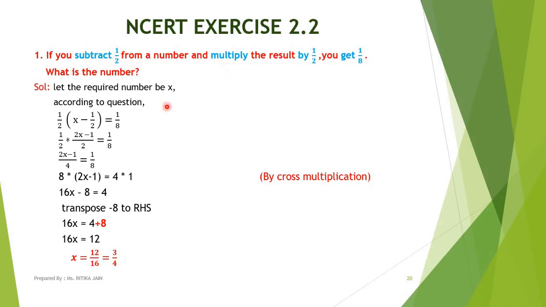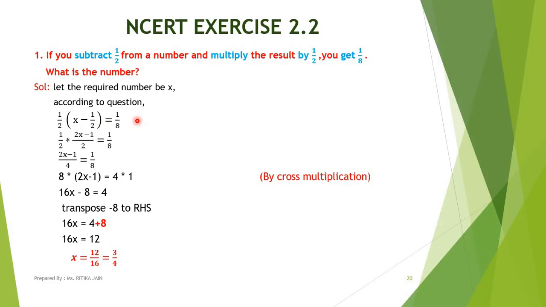Okay, so let's start. Let the required number be x because we don't know the unknown number. What the number is, is to be calculated. So let the number be x. Now subtract half from a number. So what would be the next step? x minus 1 by 2, and multiply the result. The result of subtraction is to be multiplied by half. We have done it. And when you solve this, you will get an answer 1 by 8. So this is your required equation.